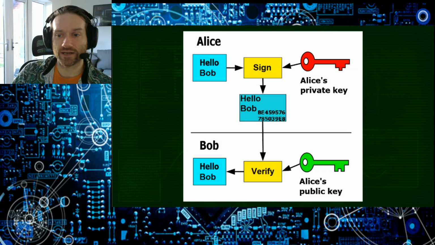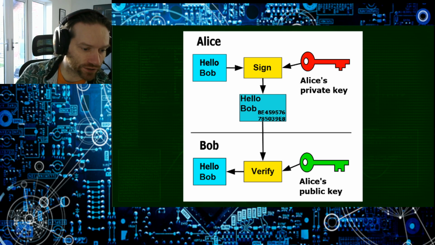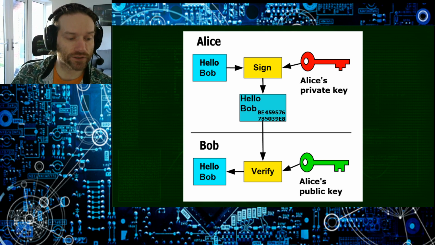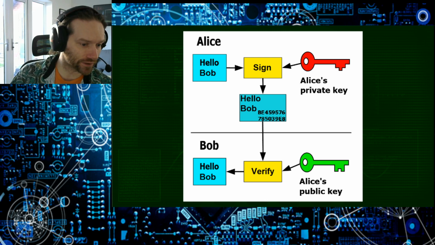We use digital signatures, right? The way that a digital signature works, it uses the same technology. It's the same thing, using public keys and private keys.